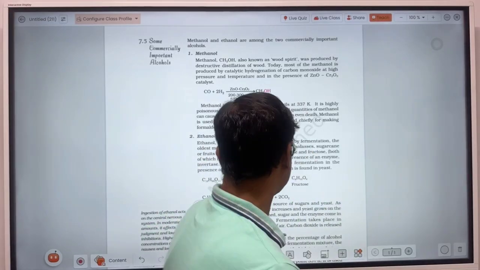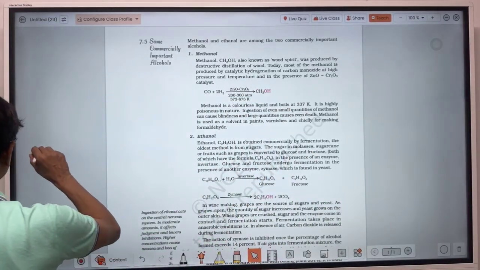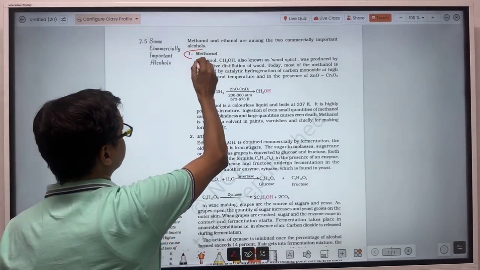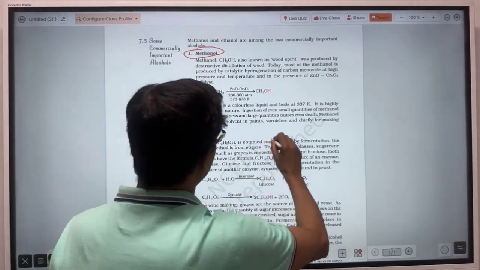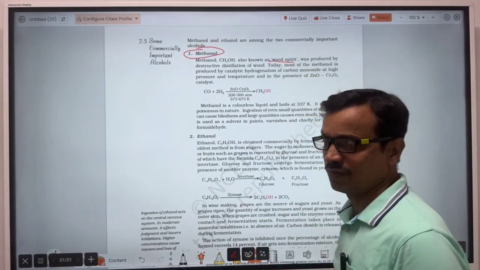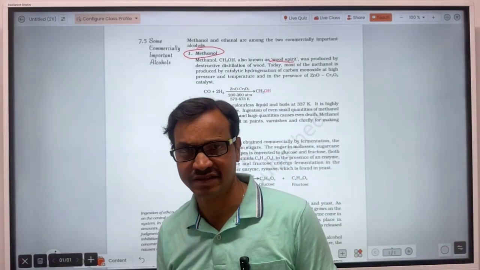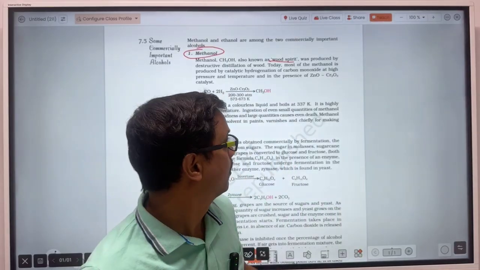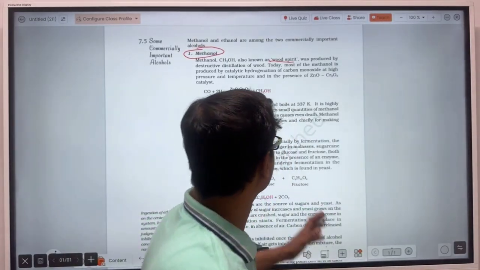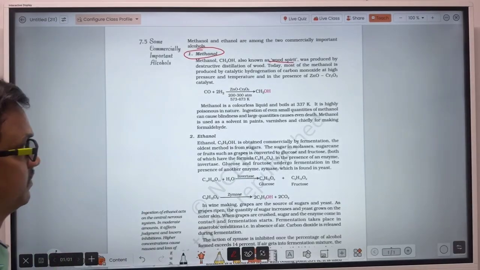Let's see the commercially important alcohols. First one is methanol. It is also called wood spirit. Why is it called wood spirit? Because it is formed by the fractional distillation of wood. That's why it's also called wood spirit.